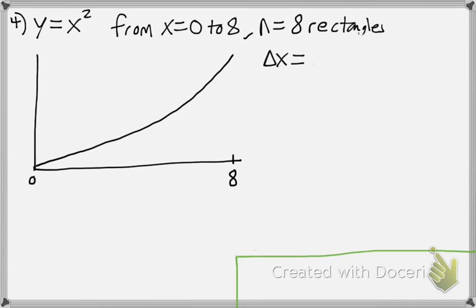Again, delta x is our width of each rectangle, because they each have to have the same width. This will be 8 minus 0 divided by 8, which is 1. So let's see if I can space this out somewhat good. This will be 1, this will be 2, 3, 4, 5, 6, and 7. That's okay.